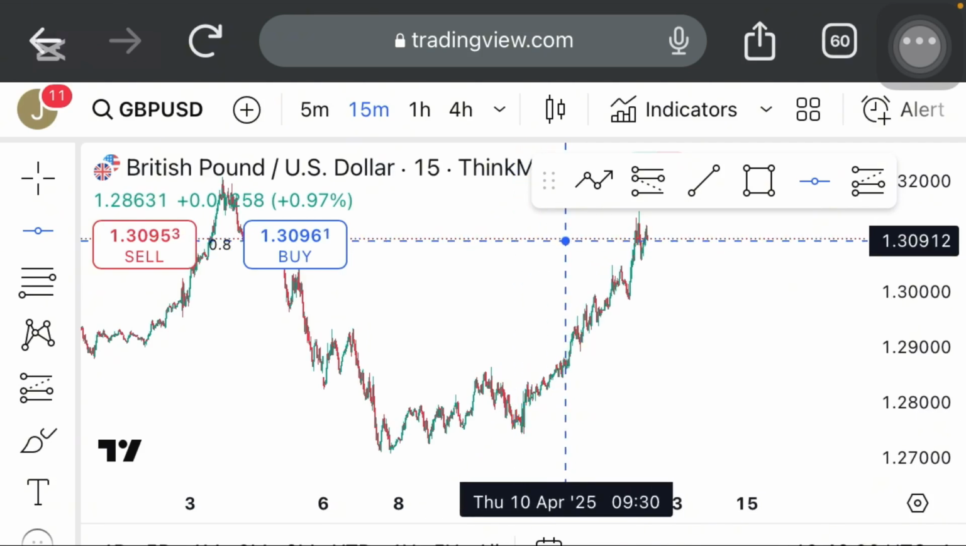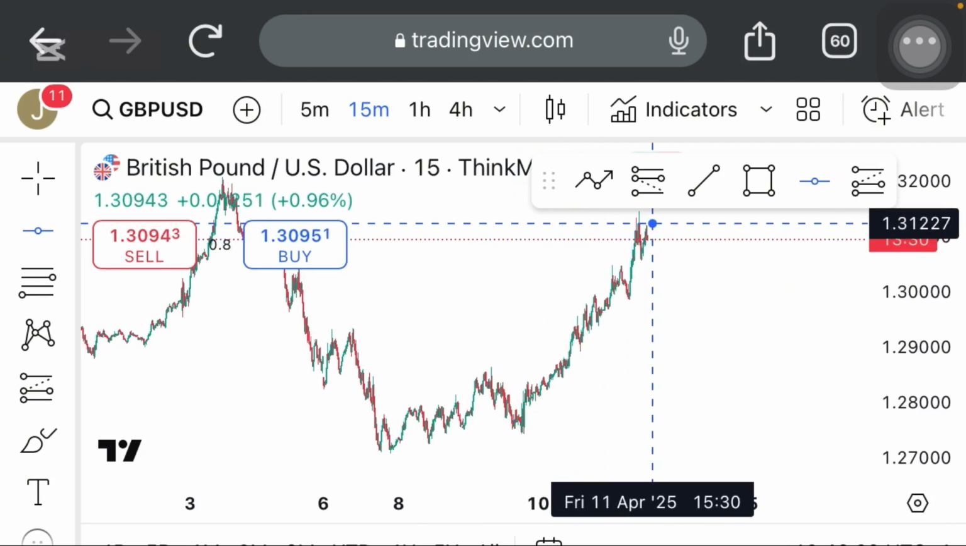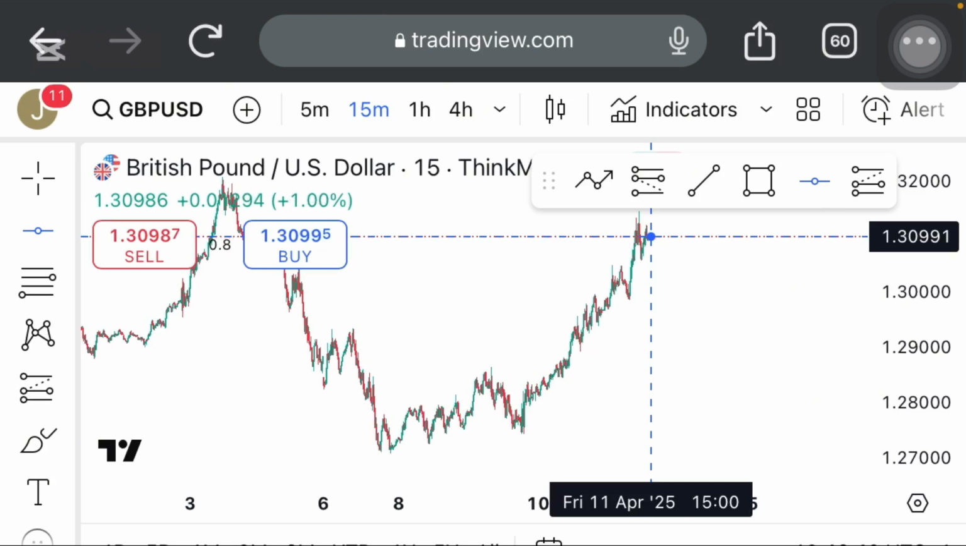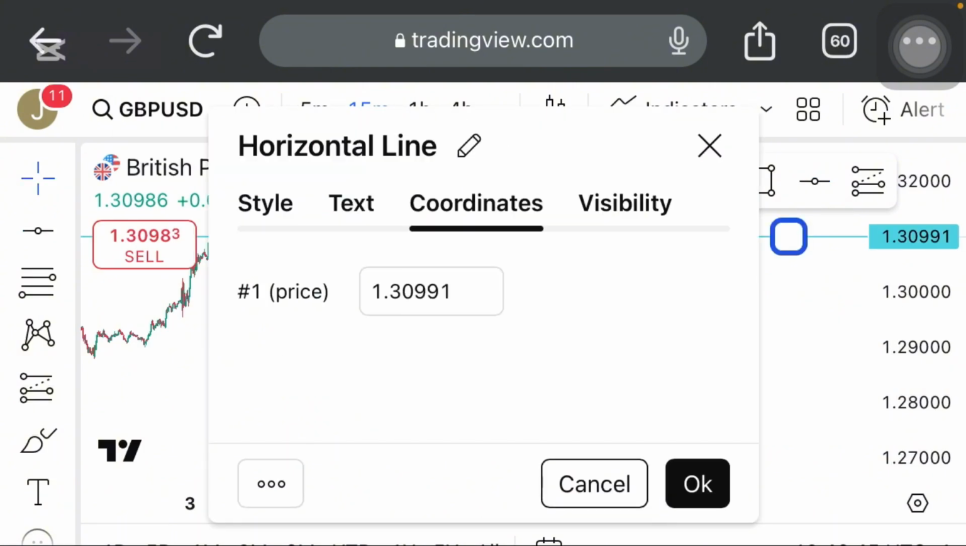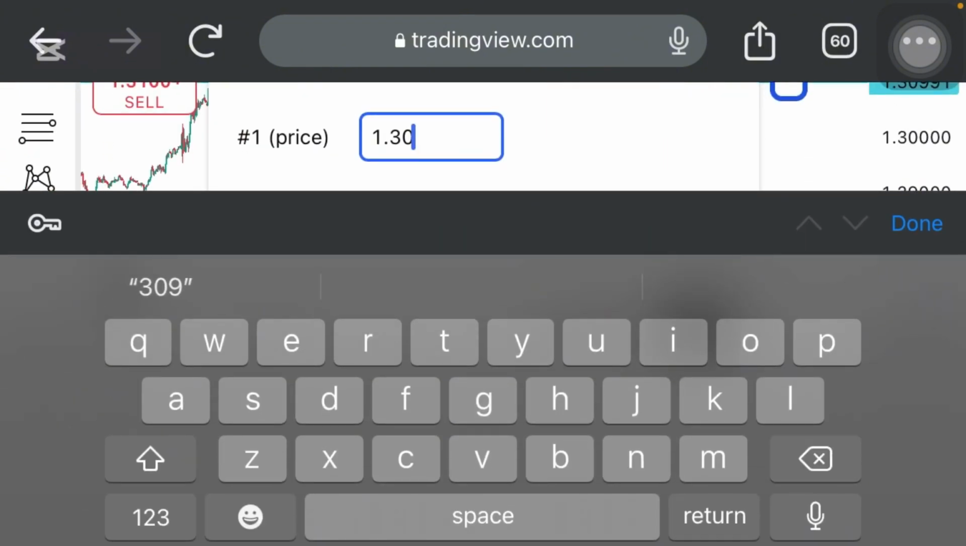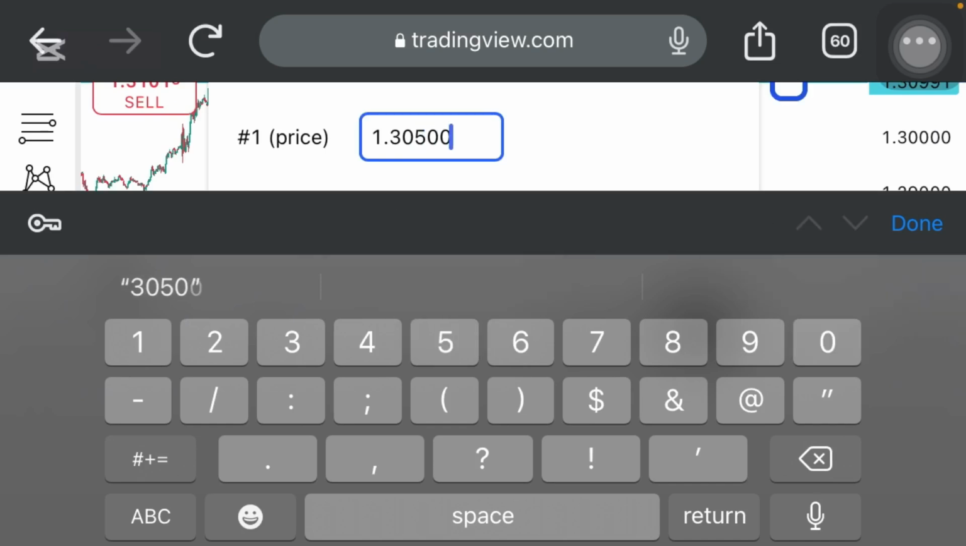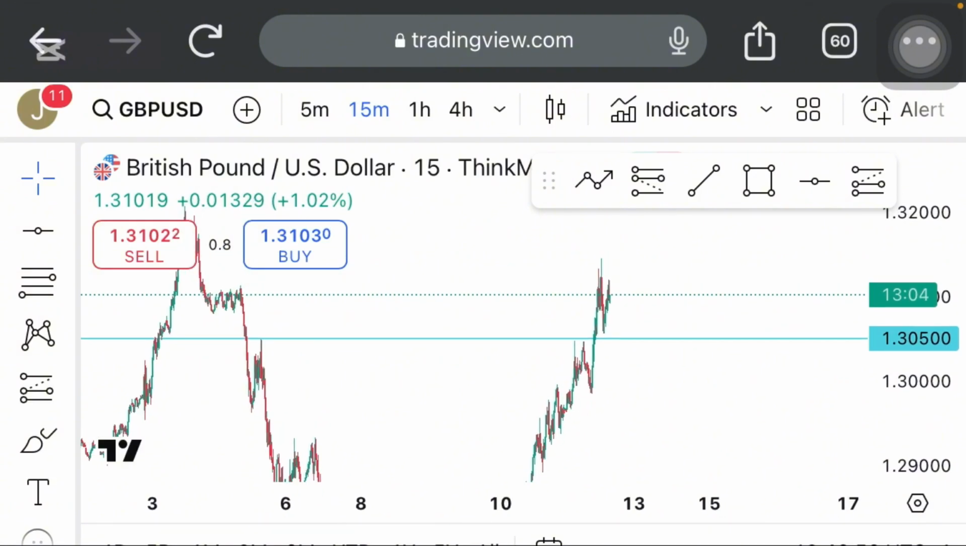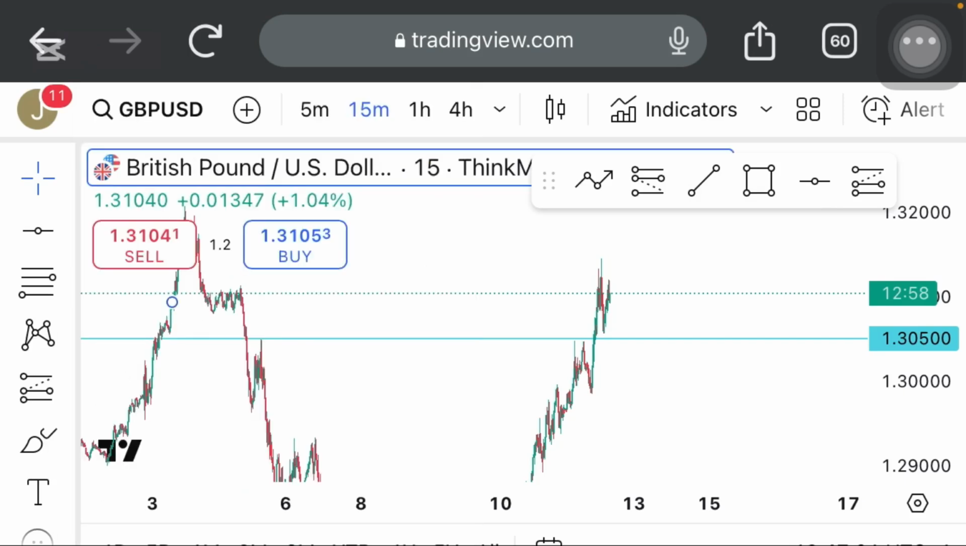So for you to be able to plot this psychological level, just come to your horizontal line here. You just come to the current market price. The current market price now is 1.30991. So the nearest one here now is 1.3050. Look at it here. This is psychological level. Let's make another example. From this first psychological level to the next psychological level is 50 pips. For you to know whether you are right or not, it's 50 pips apart.